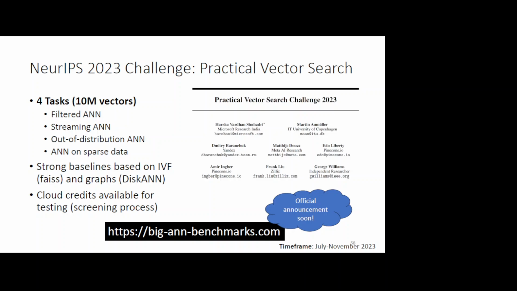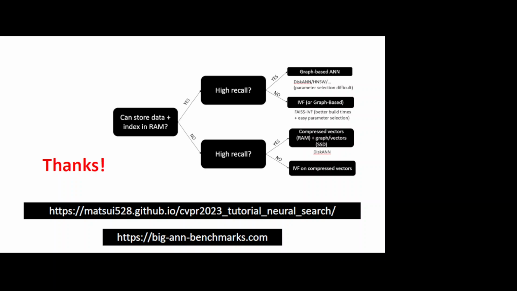Okay, so all these are the NeurIPS challenges. Okay, the four tests: filter, search, streaming, out of distribution, and sparse data. Because the tutorial wants to promote their challenge, they just give these slides for advertisement. Okay, that's all. I put the slides on my website, so you can download them from my website.